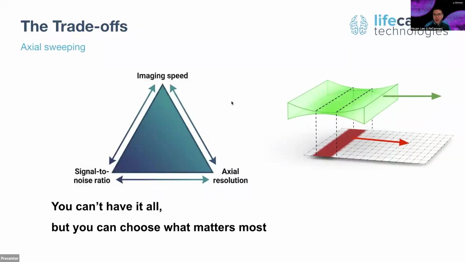And of course, there are some trade-offs of the axial sweeping. Just like any other optical microscope, you always have to combat imaging speed, signal-to-noise ratio, and axial resolution. Obviously, you cannot have it all be the best, but you can choose what matters the most to you.